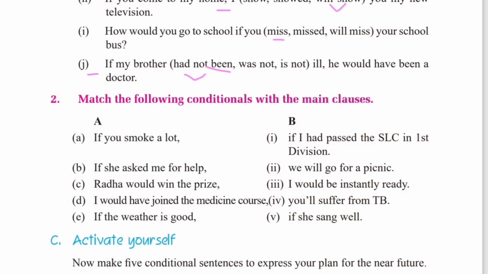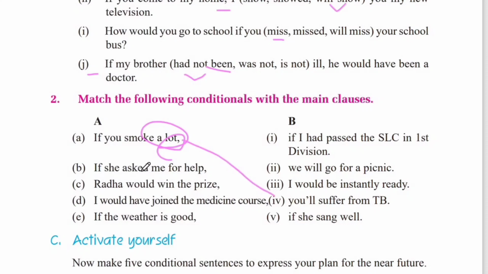Next, two number. Match the following conditionals with your main clause. If you smoke a lot, then what will happen? The result of this action. You will suffer from tuberculosis or TB. This one is the answer.